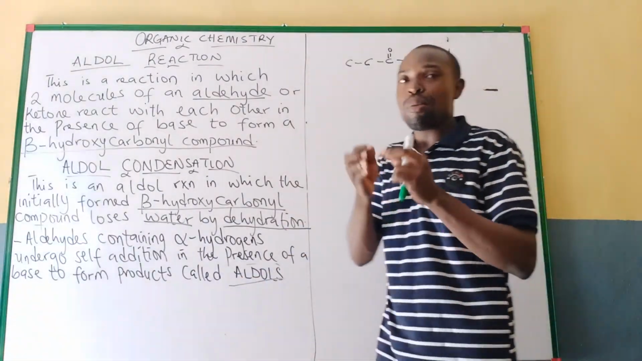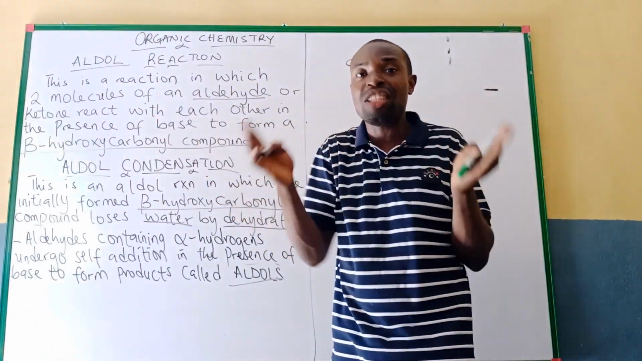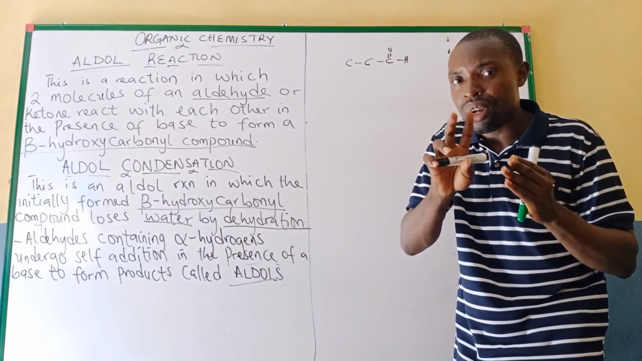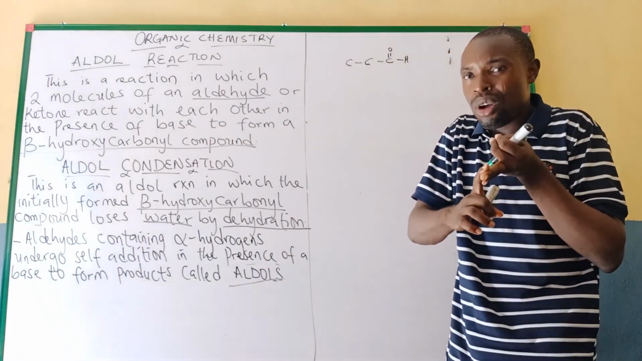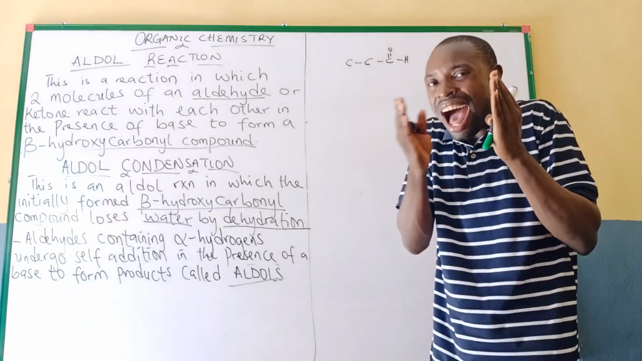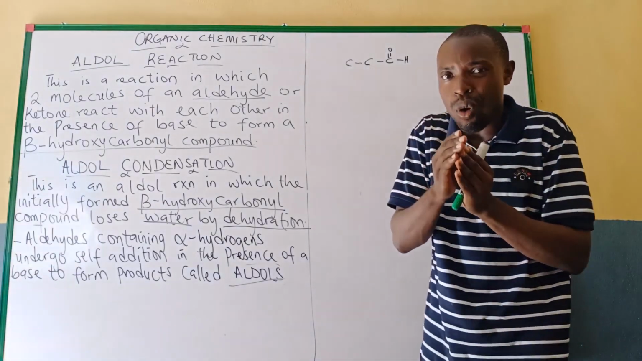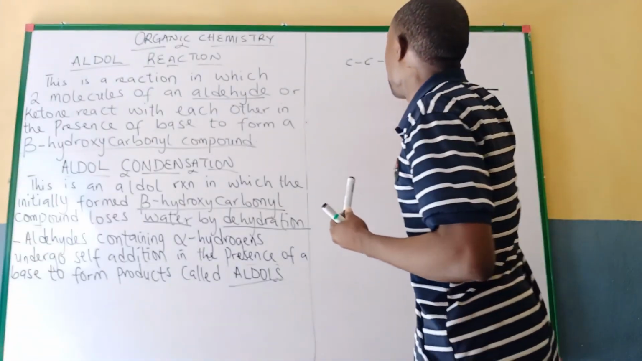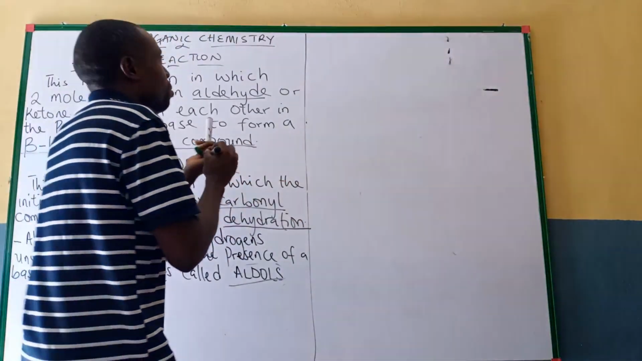And that is why the product formed from an aldol reaction is always longer and larger. At the same time, it contains two functional groups, which are the aldehyde and the alcohol. That is where the name comes in. Aldol: aldehyde plus an alcohol. Now we move straight down to the very popular reaction.